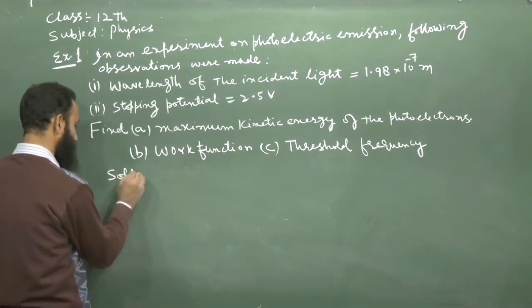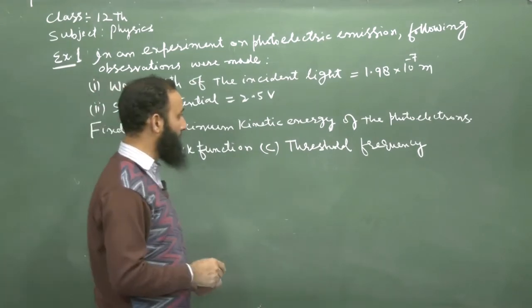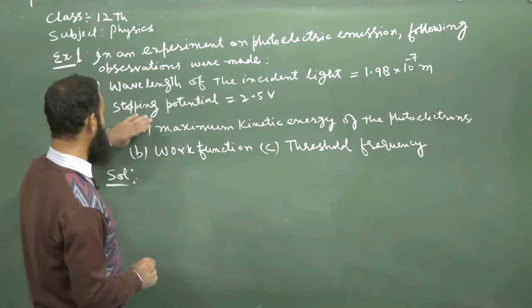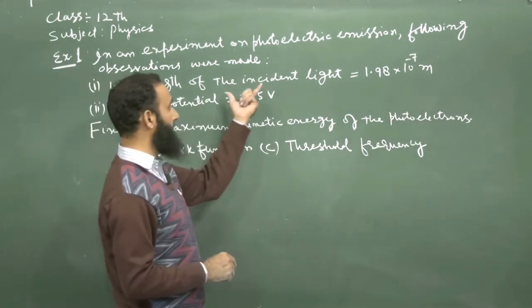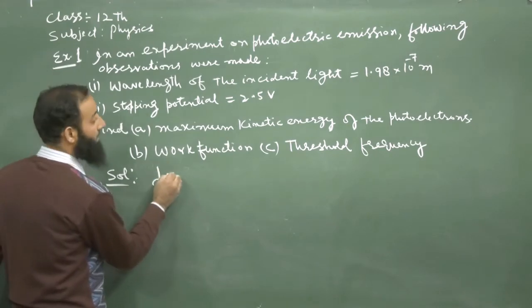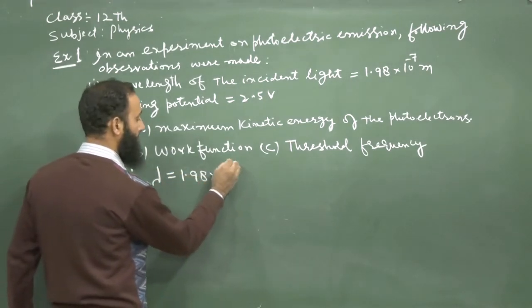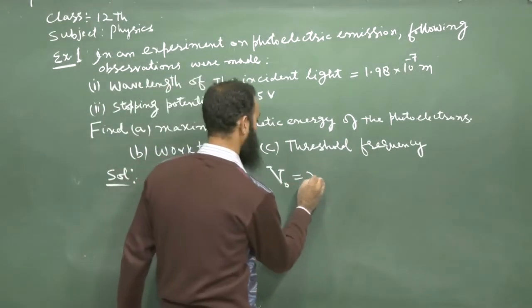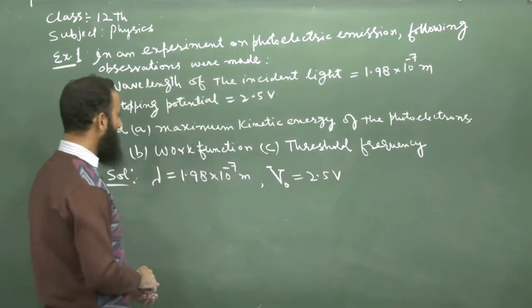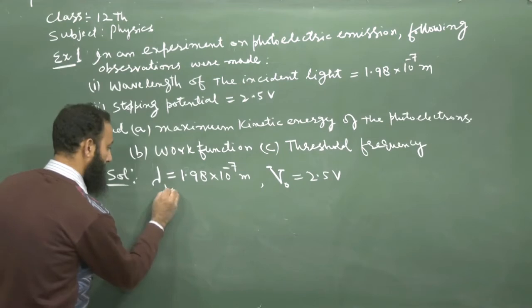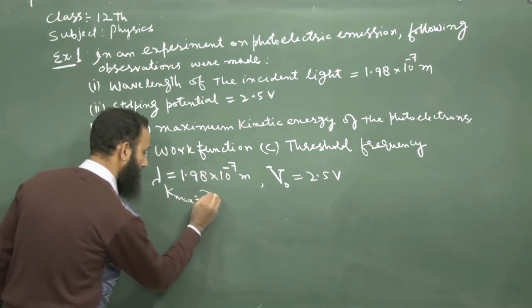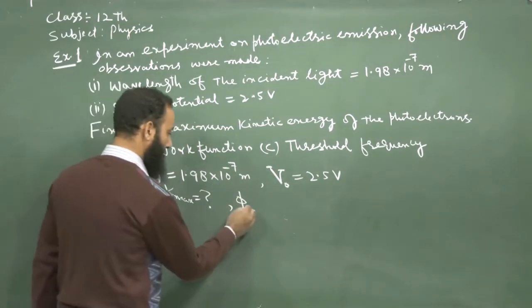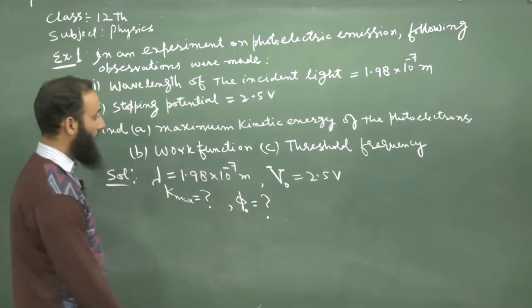Now, solution. First of all, we have to determine the maximum kinetic energy. We know how maximum kinetic energy is related with the stopping potential. First of all, you will see what parameters are given. The given parameters are lambda equal to 1.98 × 10^-7 meter, and stopping potential V0 equal to 2.5 volt. Now we have to calculate the maximum kinetic energy, K max, the work function phi naught, and the threshold frequency.